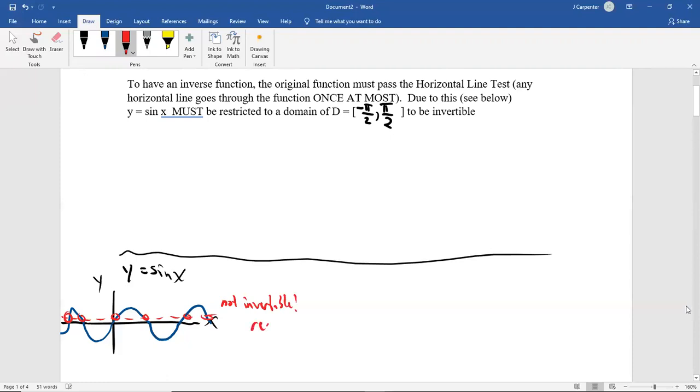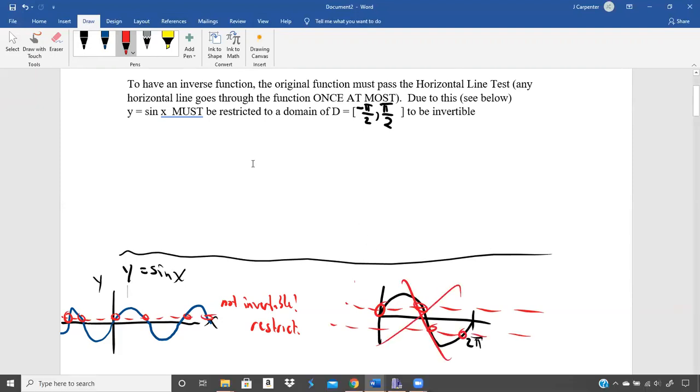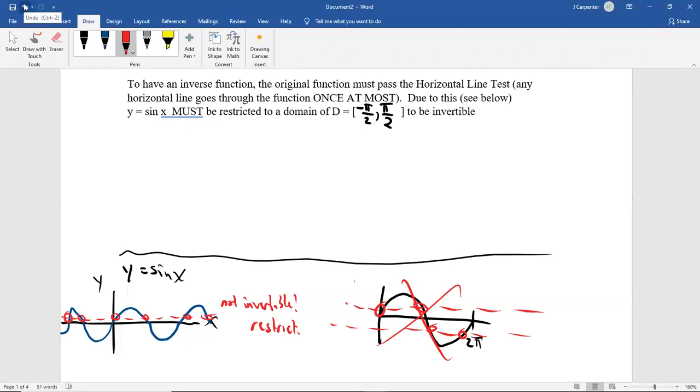So we restrict it. And you're going to see me try and restrict this in a couple different ways. The first thing some people think is, well, let's just go from 0 to 2 pi. Well, look, you still fail once, twice, even down here. Once, twice. So that wouldn't work. So you can't just go from 0 to 2 pi.